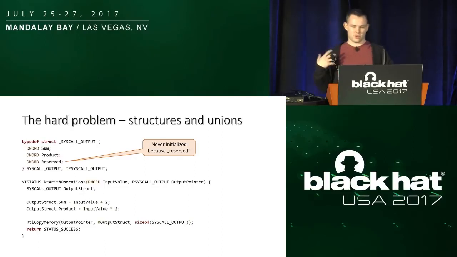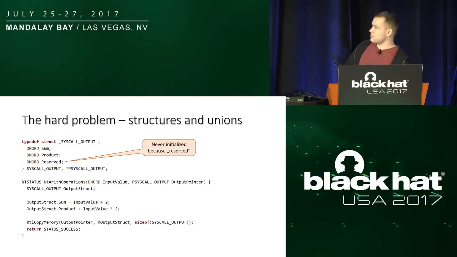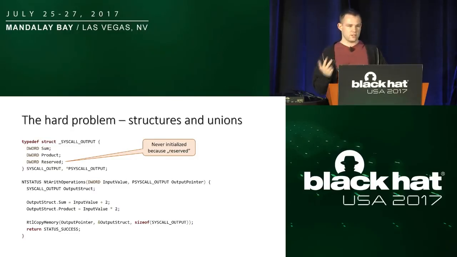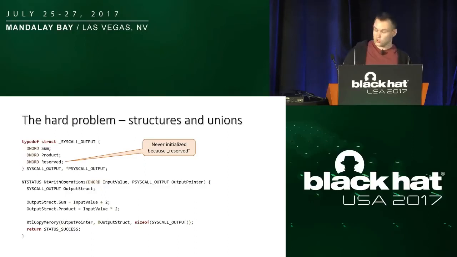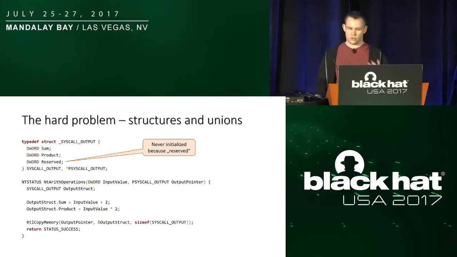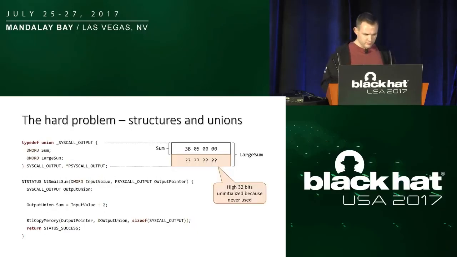First of all, we have structures and unions, which are used in C and C++. In this example, we have a structure with 3 fields which is used to output some memory to user mode. Two of the fields in this structure are initialized because they are used by the system call, but the third one is reserved. So it's not initialized by default, kind of by design. But it's still allocated on the kernel's stack, and it's still output back to user mode. So it's leaking some data within that field.